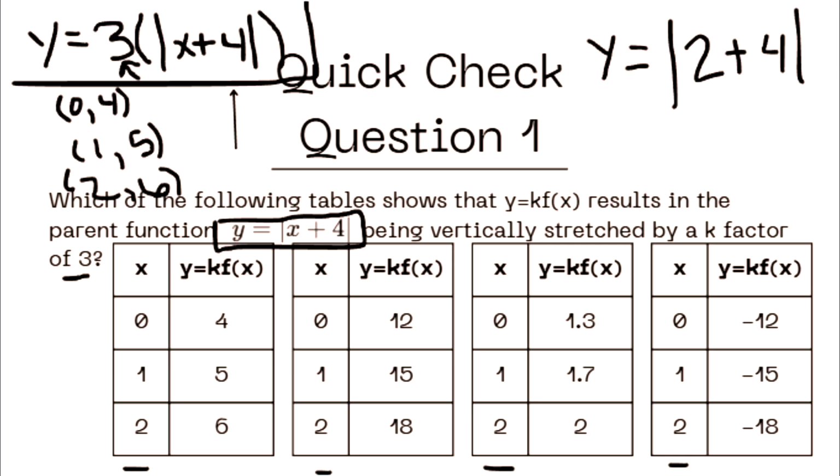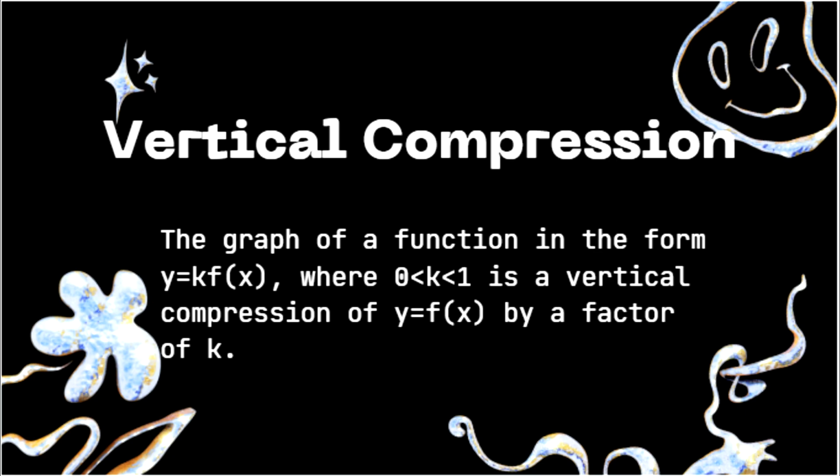Okay? Let's talk about vertical compressions. The graph of a function in the form y equals k times f of x, where k is between the values of 0 and 1, so it's a decimal or a fraction, is a vertical compression of y equals f of x by a factor of k. So when you're thinking of compression, think of squashing. Think of sitting on a whoopee cushion. You're flattening something out, so the sides are going to go wider.